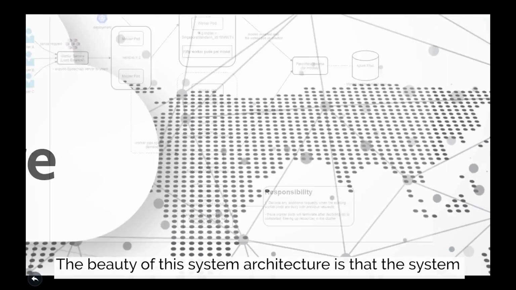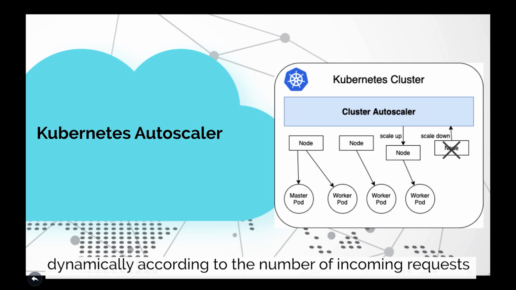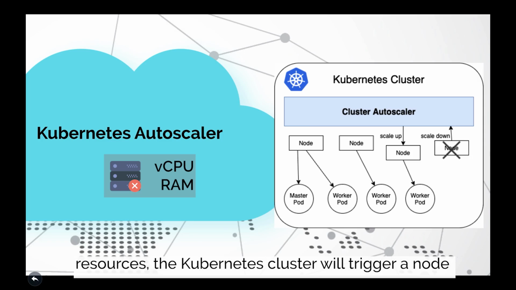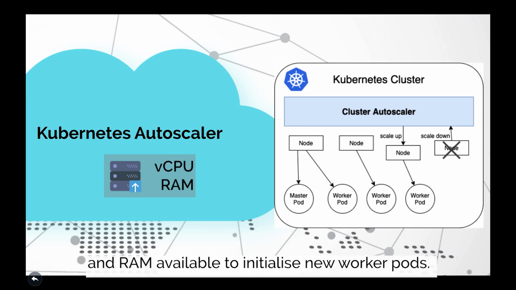The beauty of this system architecture is that the system scales the number of nodes in the Kubernetes cluster dynamically according to the number of incoming requests. When the existing nodes have insufficient computing resources, the Kubernetes cluster will trigger a node scale up to increase the amount of virtual CPU and RAM available to initialize new worker pods.